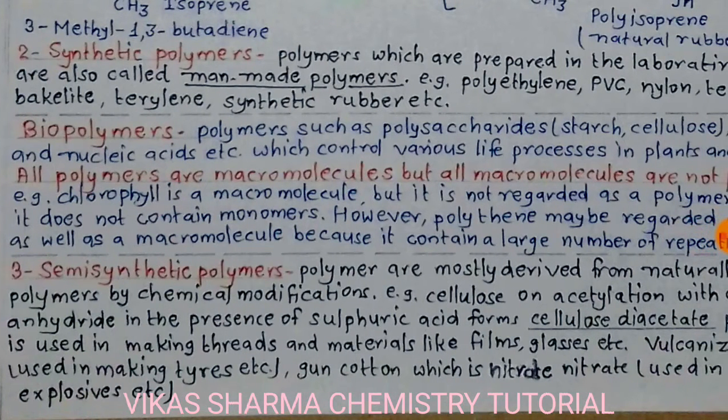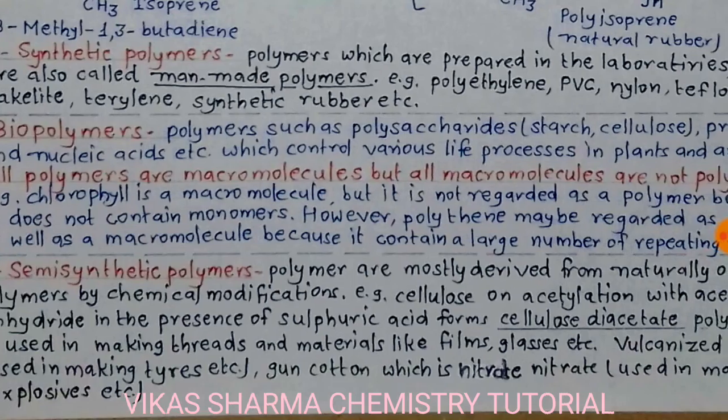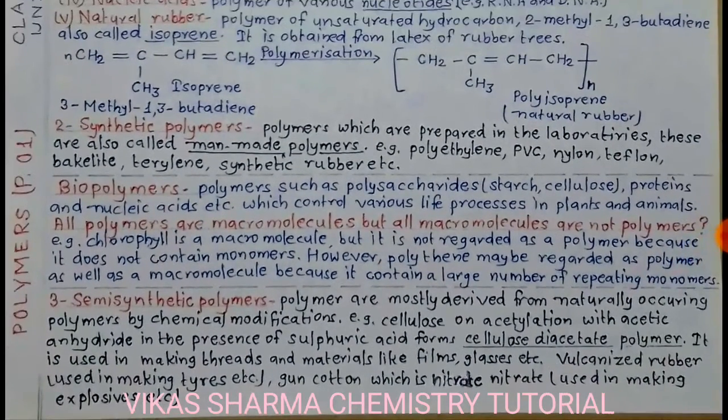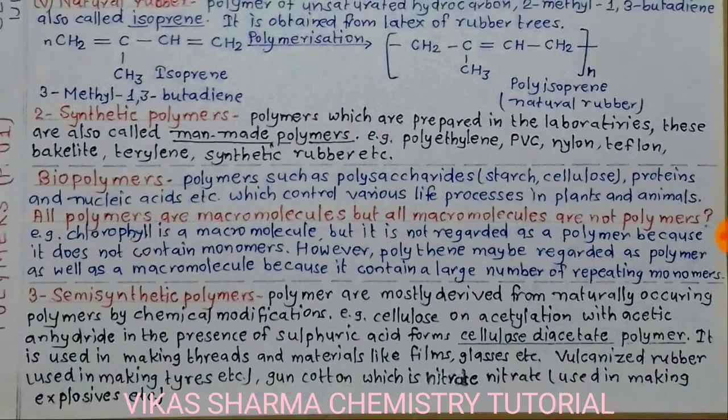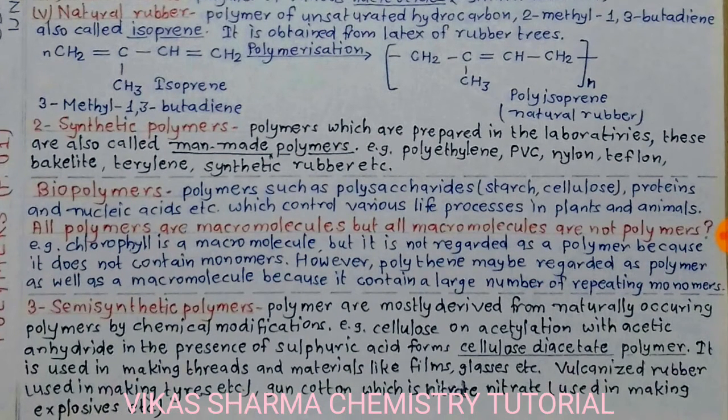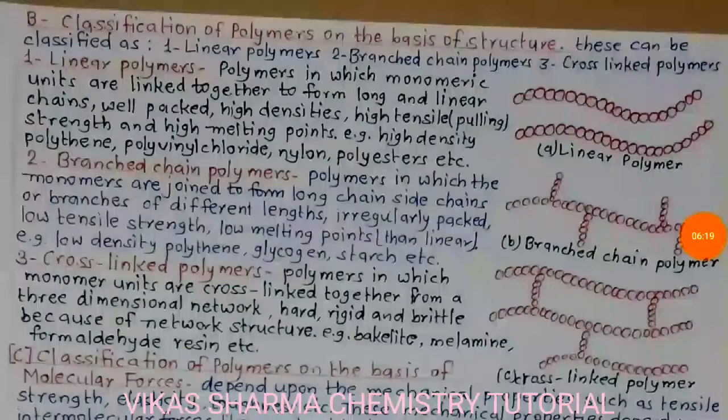Student, the third category is semi-synthetic polymers. These polymers are mostly derived from naturally occurring polymers by chemical modification. Example, cellulose on acetylation with acetic anhydride in the presence of sulfuric acid forms cellulose diacetate polymer. It is used in making threads and materials like films, glasses, etc. Vulcanized rubber is used in making tires, and gun cotton, which is a nitrate, is used in making explosives. Because they are made from natural polymers with some modification, they are considered semi-synthetic polymers.